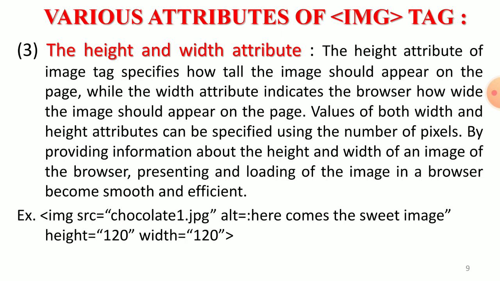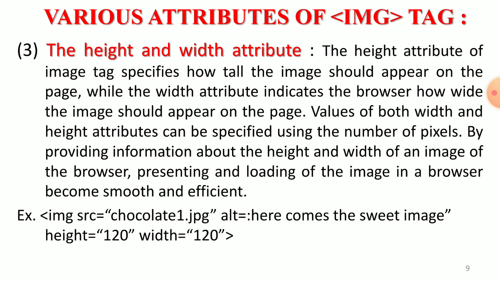The height and width attributes: the height attribute of the image tag specifies how tall the image should appear on the page, while the width attribute indicates to the browser how wide the image should appear on the page. The value of both width and height attributes can be specified using a number of pixels. By providing information about the height and width of an image to the browser, the presenting and loading of the image in a browser become smooth and efficient.